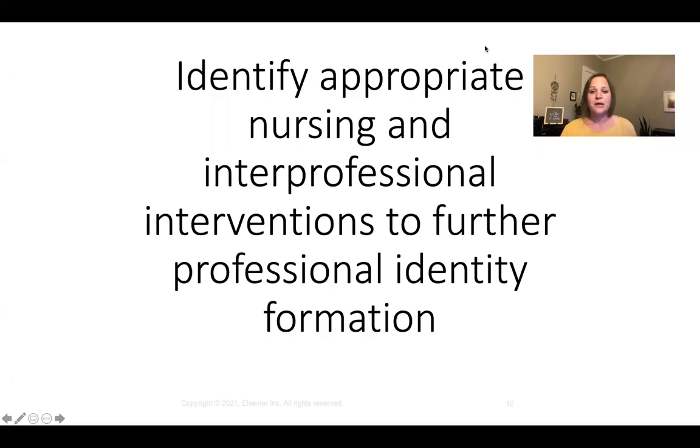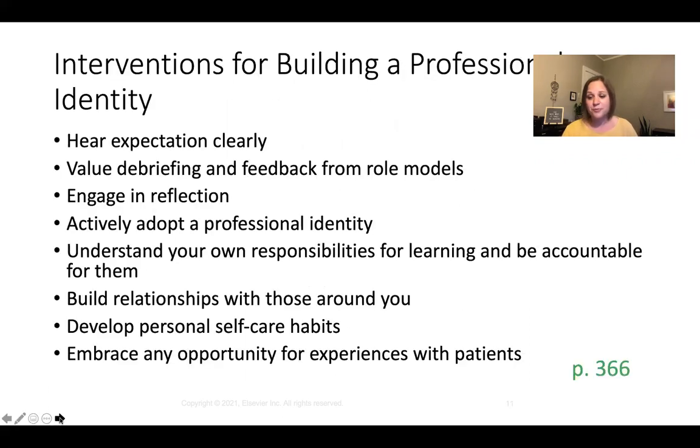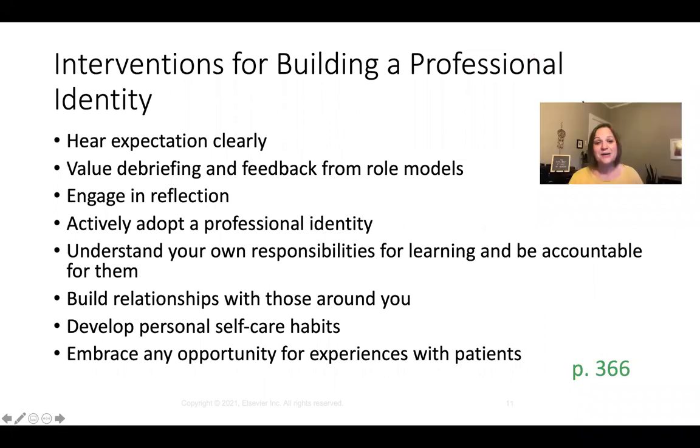So how do we grow as professionals, and how do we identify appropriate nursing and interprofessional interventions to be able to further our professional identity formation? Well, on 366, you've got a whole to-do list of ways that you can build your professional identity. Some of those include hearing expectations clearly, so knowing what is expected of you so that you can meet up to those standards. Valuing debriefing and feedback from role models.